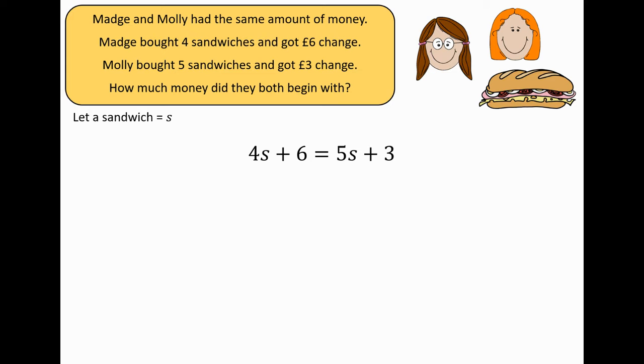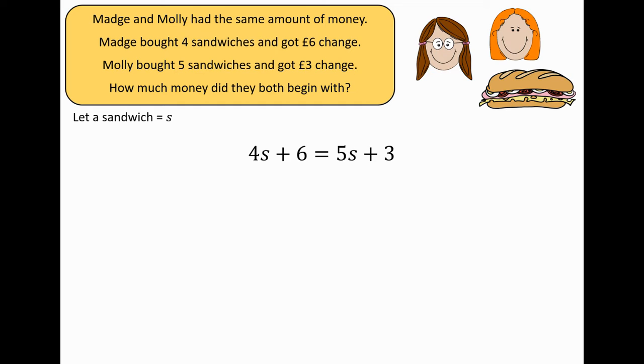So if they have the same amount of money, that would mean 4 sandwiches, so 4S, plus the £6 change that Madge got is exactly equal to 5 sandwiches that Molly bought, 5S, plus 3, which is the £3 that Molly received back. So that it's equal to each other. So 4S plus 6 means the four sandwiches that Madge bought plus the £6 change that she got back, and the 5S plus 3 means the 5 sandwiches that Molly bought and the £3 change that she got back together.